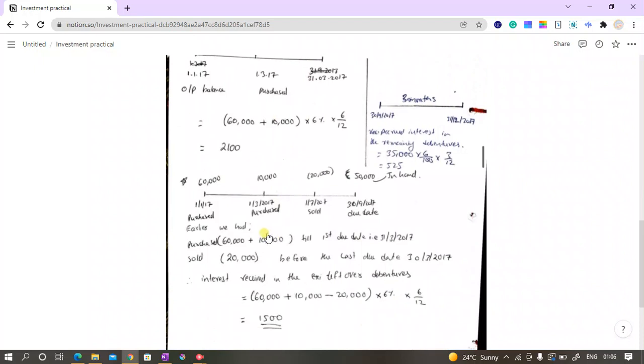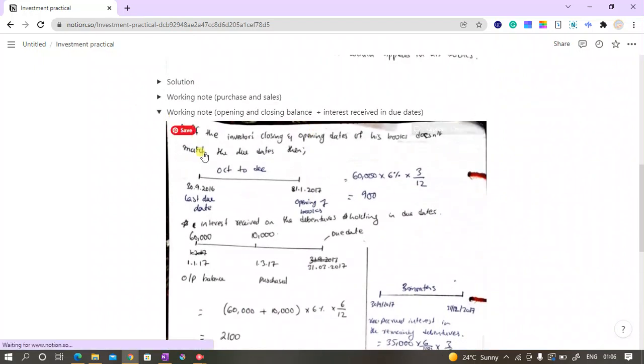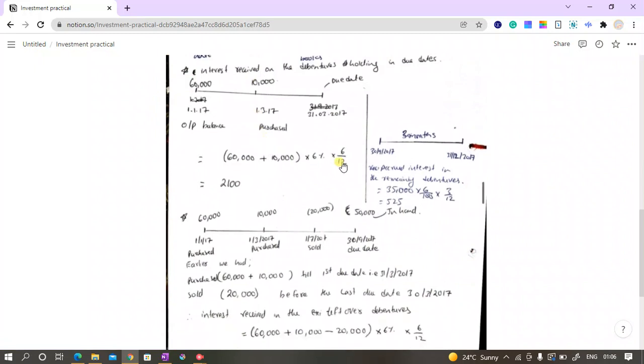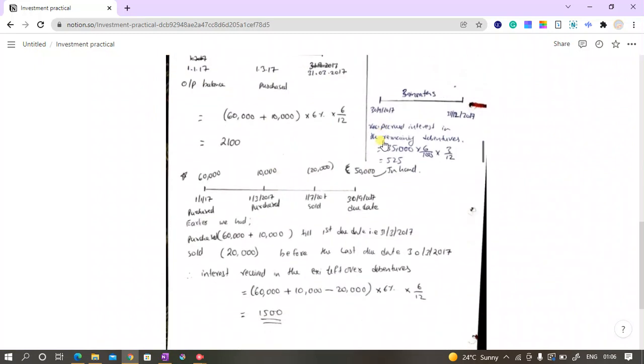Okay, that one we will be calculating in the credit side. So yeah, we did it. So that's the part. Okay, the next thing we have to write is the closing balance.